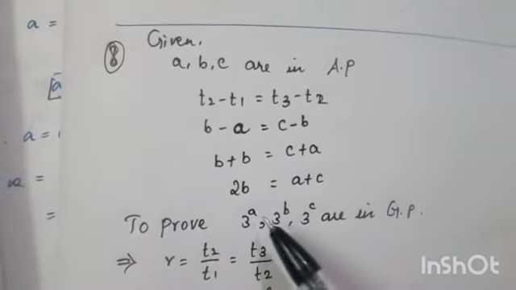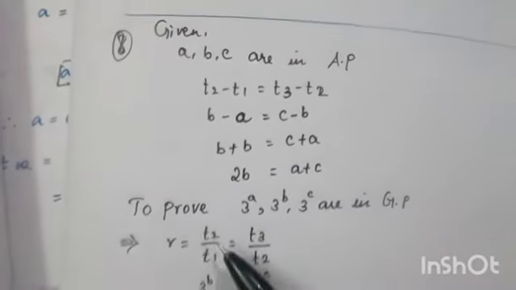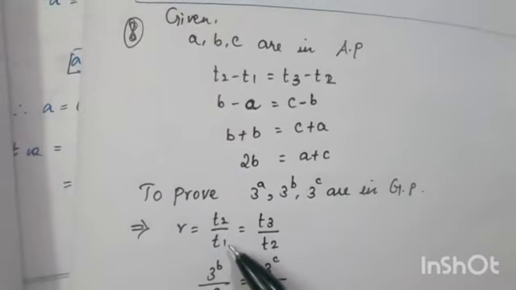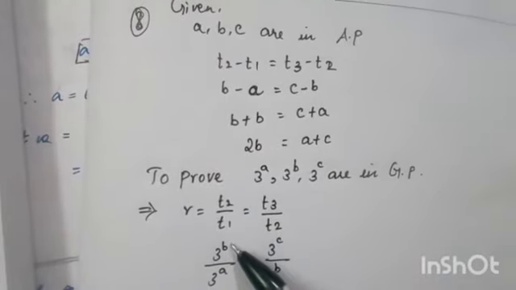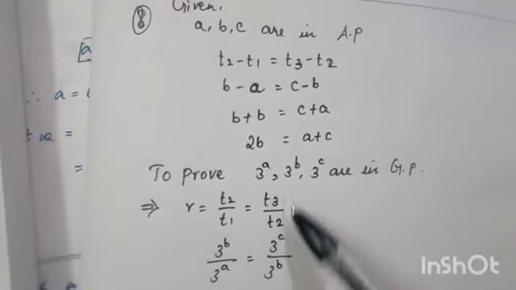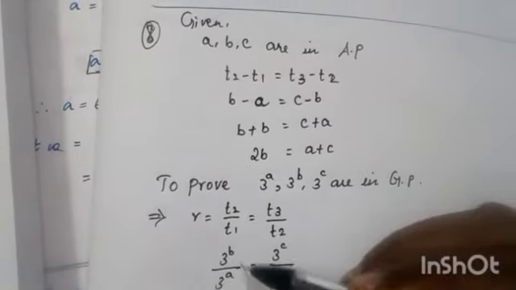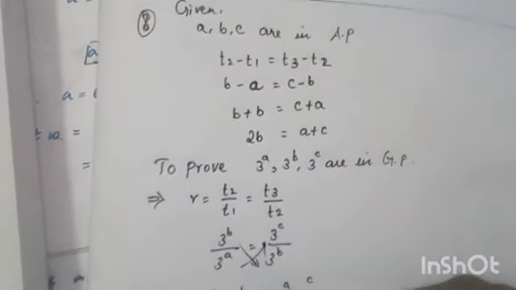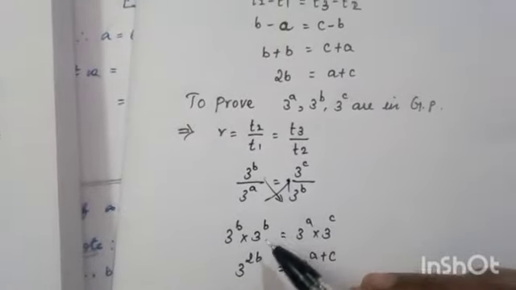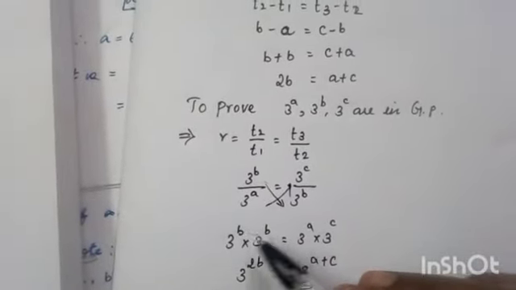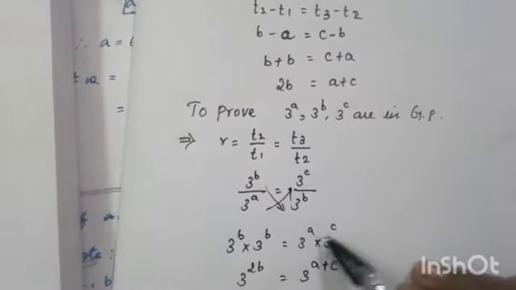We want to prove 3 power a, 3 power b, 3 power c are in GP. GP means it has to satisfy this condition: r equal to T2 by T1 equal to T3 by T2. T2 is 3 power b, T1 is 3 power a, T3 is 3 power c. Cross multiplying, 3 power b into 3 power b is equal to 3 power a into 3 power c. a power m into a power n is a power m plus n. So b plus b, that is 2b, equals 3 power a plus c.